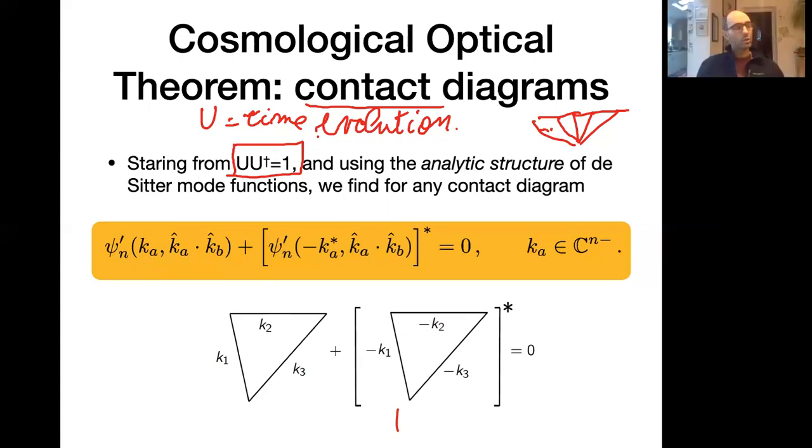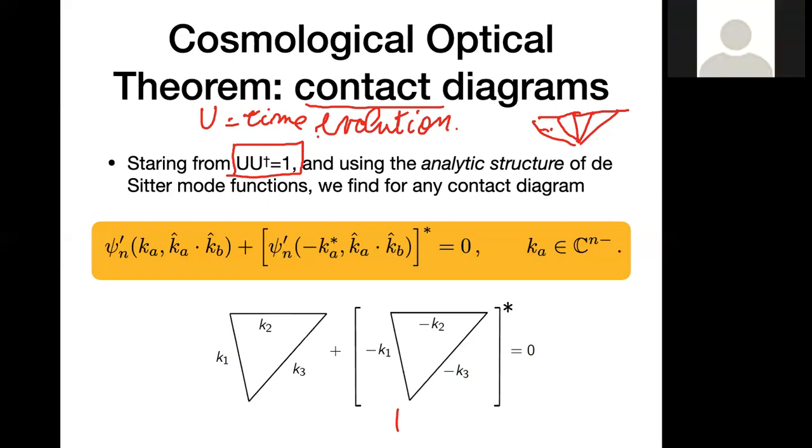This equation is true at the boundary, but it is also true, as was shown by Scott Melville and collaborators, as a function of time. So the time derivative of this equation, if you were to evaluate it as a function of time, would be zero. So this would be valid at all times. But here I'm writing the value of this equation at future infinity, which is where we measure it.